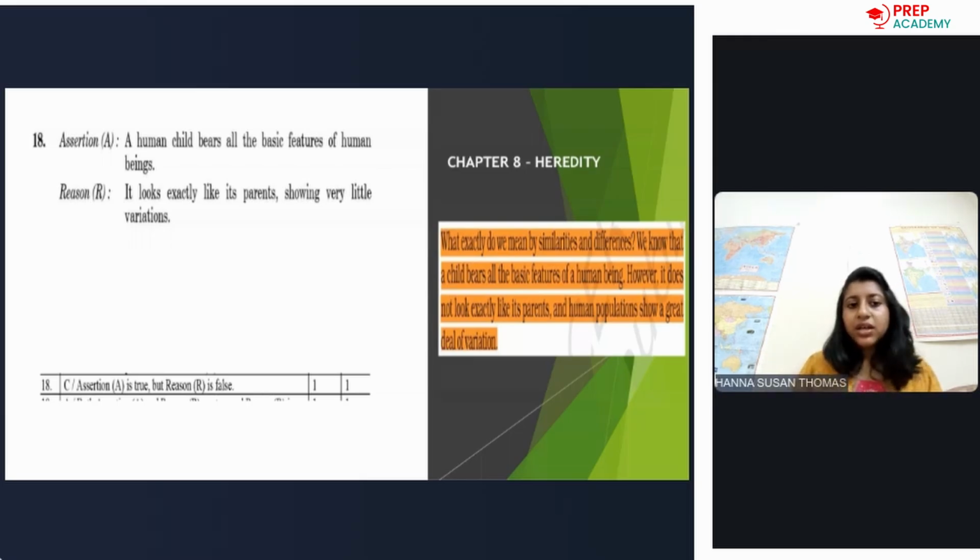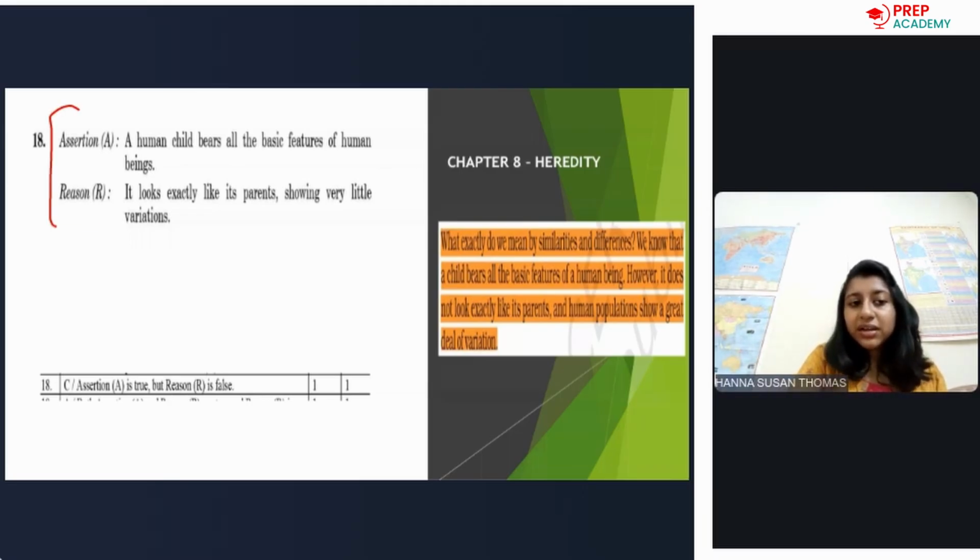The easy way to tackle these kinds of assertion and reason questions is this: first, take each statement under assertion and reason as an individual statement. Let's check whether each statement is true or false.